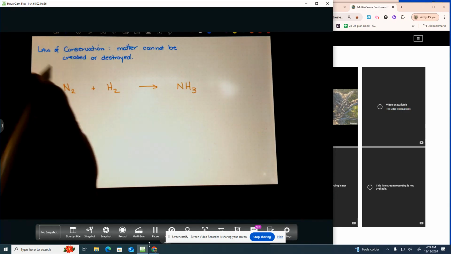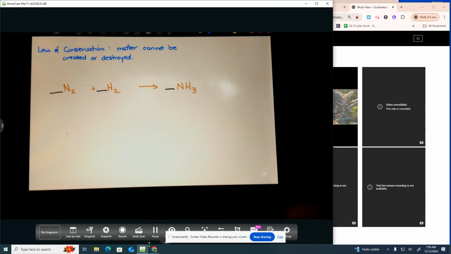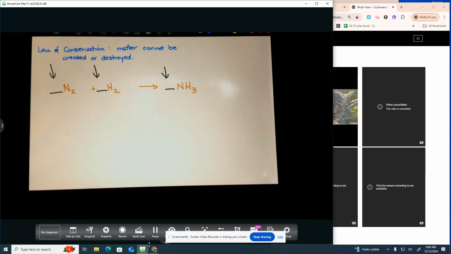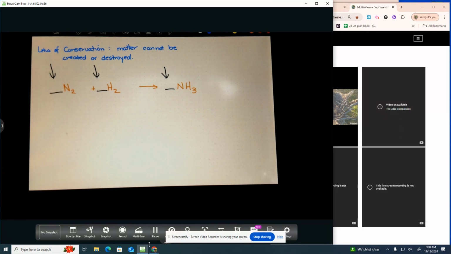So we need to put numbers in front. I cannot change subscripts. I can only put numbers in these 3 spots, these coefficient spots. Okay? This is how I'm going to teach you to do it. This is one of the ways I'm going to teach you how to do it. There's a couple. But let's start with the easy way. This is called balancing by inspection. Inspection means I just look at it and I balance it.